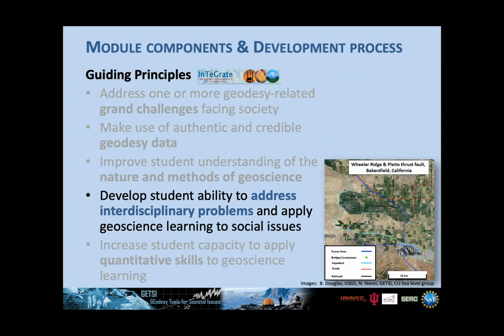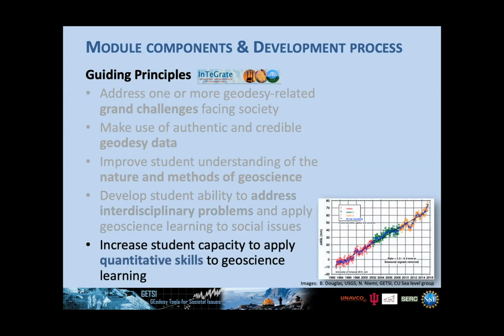I really think this is where the societal issues part of it comes in. So students need to move beyond just understanding that floods can impact society, for example, but really being able to say more about what aspects along a river might be most threatened and what would be some mitigation options. And to increase student capacity to apply quantitative skills.